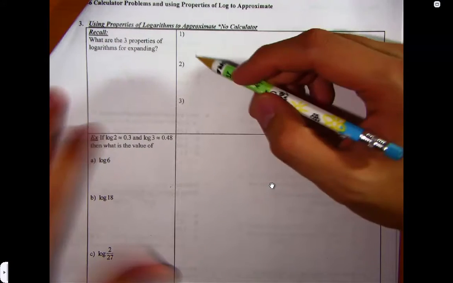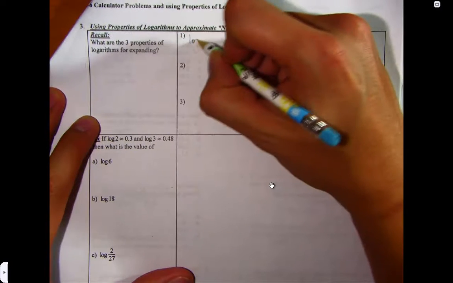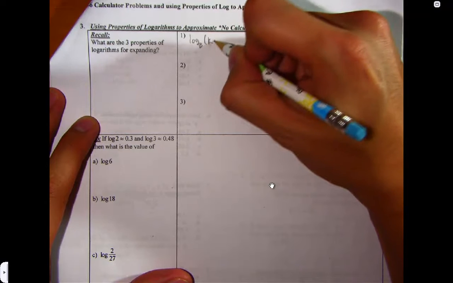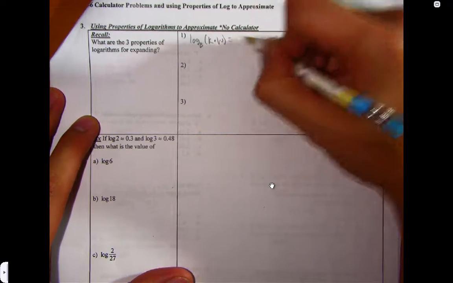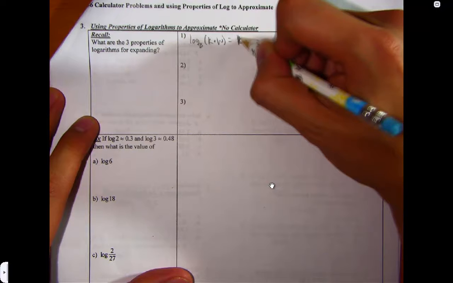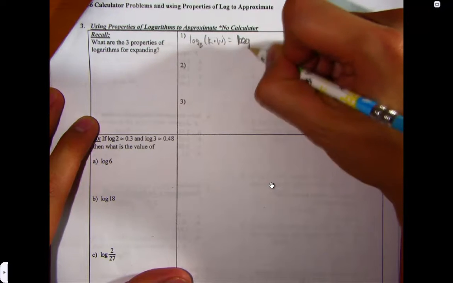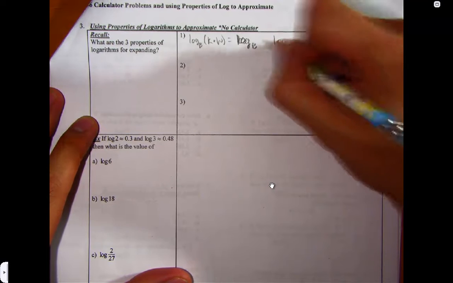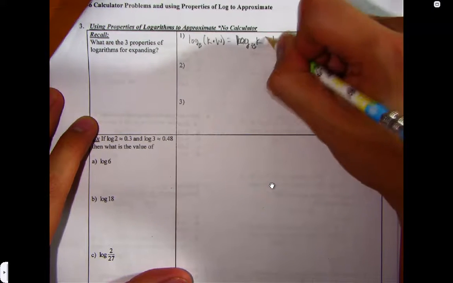Classwork 5-6. Using properties of logs to approximate. No calculator. Recall, what are the three properties of logarithms for expanding? So if you have a log of a base and you're multiplying, you can rewrite it as 2 logs, and in the middle you can write plus because multiply means plus when you expand.